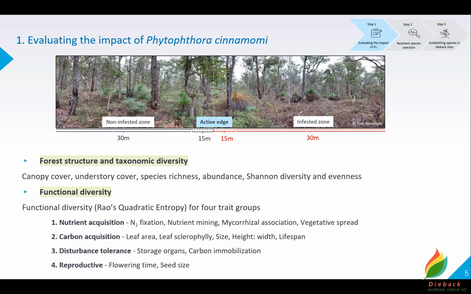So for that, I collected information on 13 plant traits, and all the information on these traits were collected on 137 species, which I recorded during the survey. And then these 13 traits were divided into 4 groups, as mentioned here: nutrient acquisition, carbon acquisition, disturbance tolerance, and then reproductive traits. And then for each of these trait groups, I calculated the functional diversity to see whether there's any impact of the pathogen.